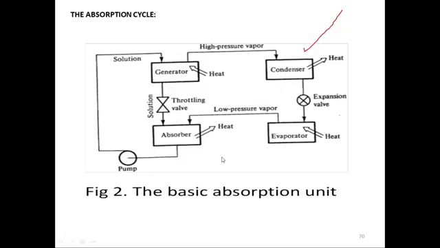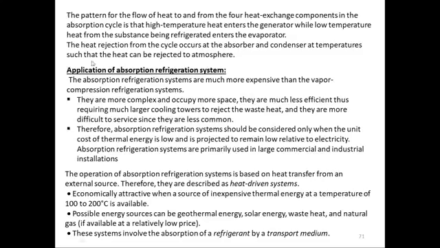So these two are heat rejecting, and then high temperature heat is absorbed in the generator and low temperature heat is absorbed in the evaporator. So that is the simple process that goes on in a vapor absorption cycle. So let's move on. Let's look at some further detail.